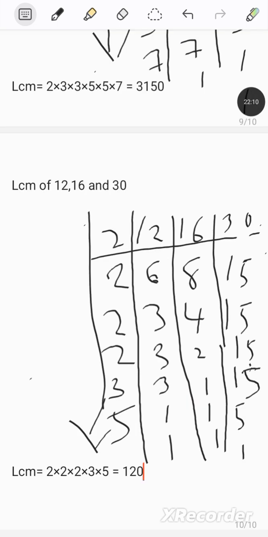Now the method works for the LCM of 3 different numbers, 12, 16, and 30. Here you can see it works exactly the same way. The LCM would be the product of the common multiples in all of them, which is 2 times 2 times 2 times 3 times 5. And that gives us 120. The LCM of 12, 16, and 30 is 120. We have come to the end of our lesson today.